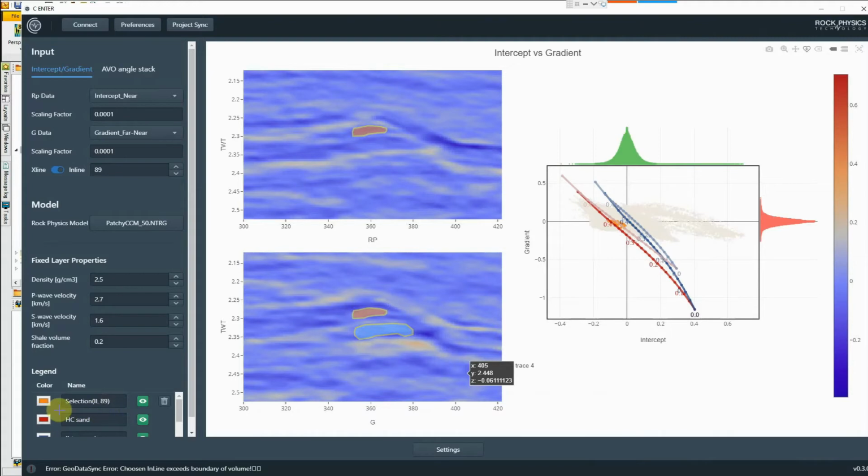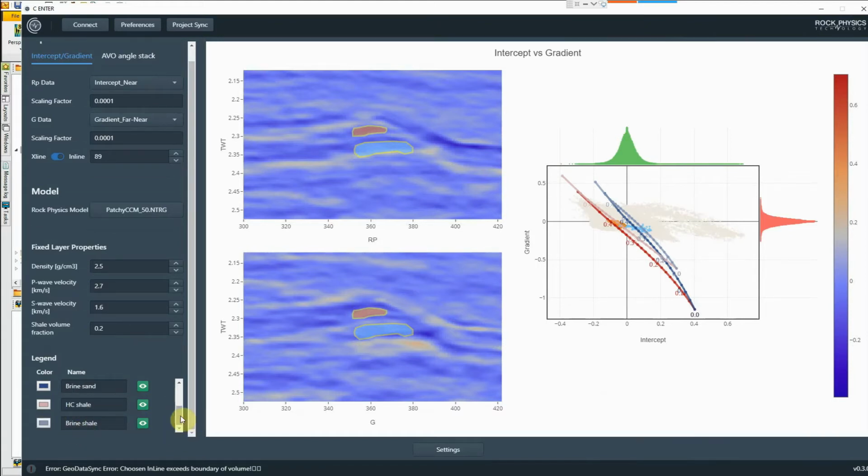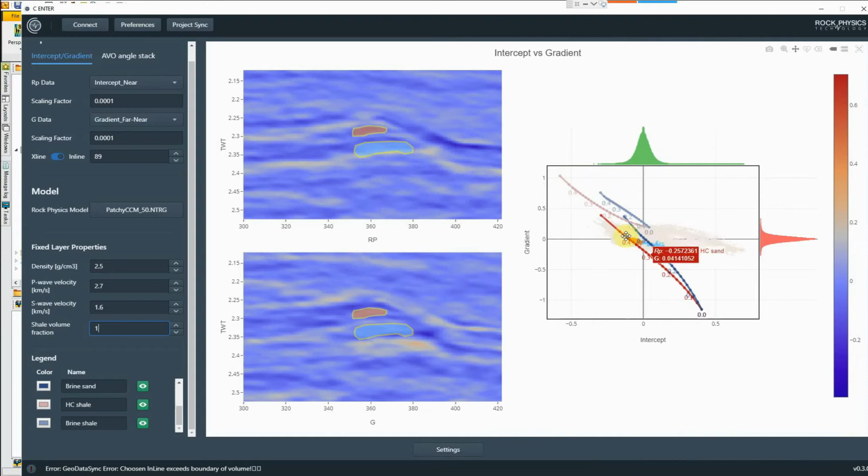To the left here you have the legend, so you have a description of these trend lines. The red here is the hydrocarbon sand, the blue is the brine sand, the pink is the shale hydrocarbon saturated, and the light blue is brine shale saturated. Right now we have chosen a shale volume fraction of 0.2. This can of course be changed if you want to go all the way to the extreme, to 1 in shale fraction. Then we can see how this model space spans from clean sand to clean shale.